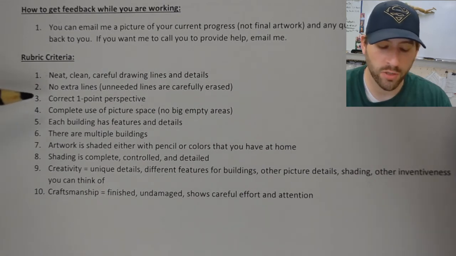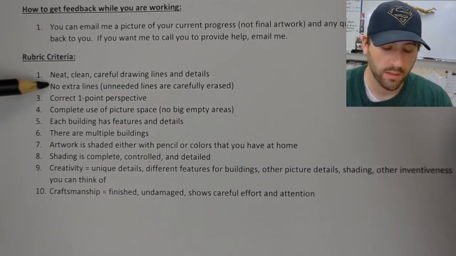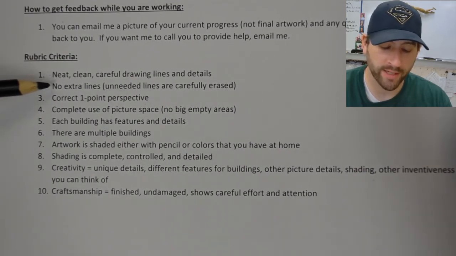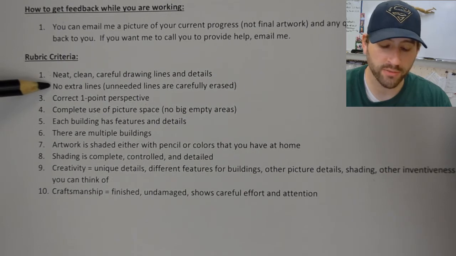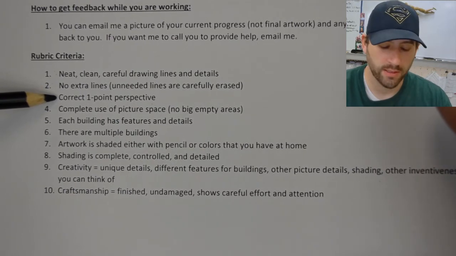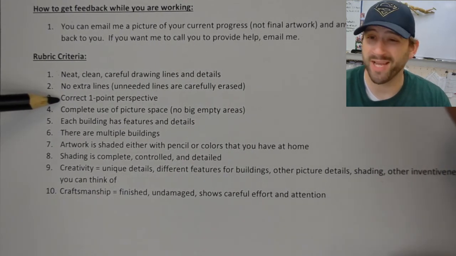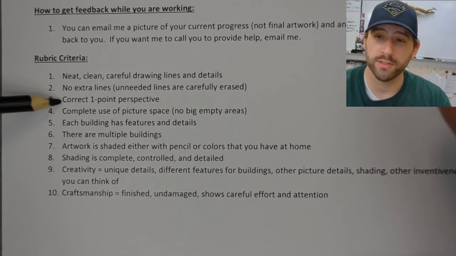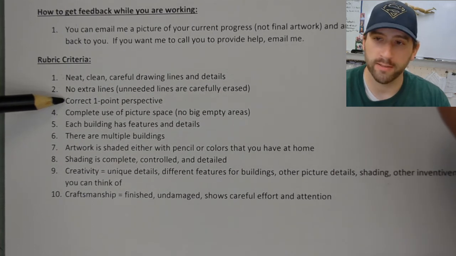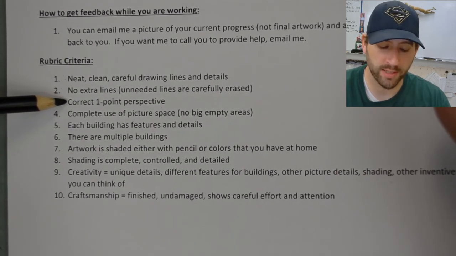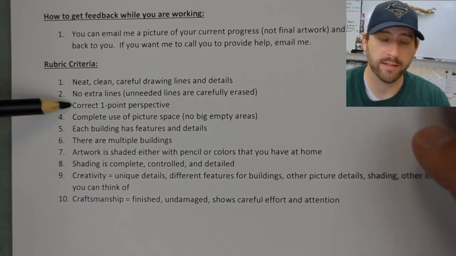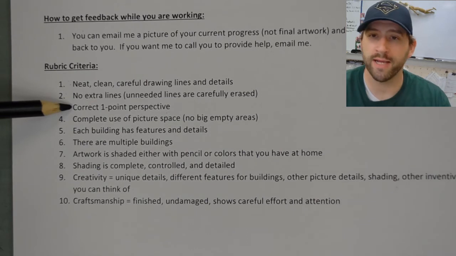Neat, clean, careful drawing lines and details. No extra lines. So when you're drawing and doing 1 point perspective, you end up having extra lines. Sometimes you need to erase the ones that don't belong anymore. Correct 1 point perspective. So you're really trying to understand how 1 point perspective works and to draw the details and features of buildings and the road and other objects correctly, having the lines go in the correct direction and attaching to the correct spots. And so you might need my help with that. So you have to email me, you have to get advice, okay?